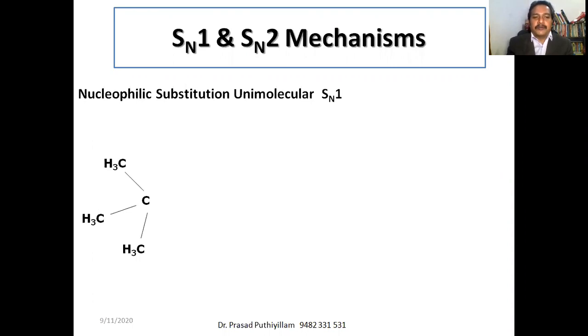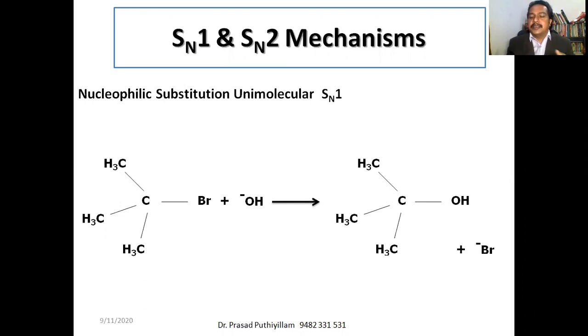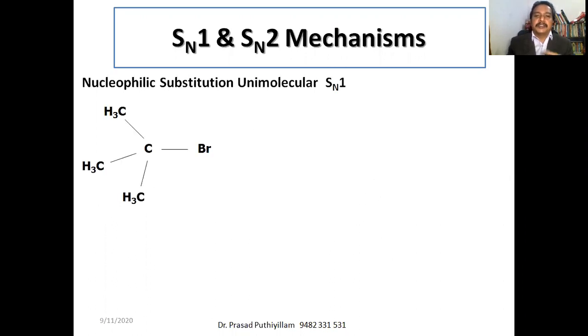I took the example of tertiary butyl bromide. It reacts with a hydroxyl ion. So a nucleophilic substitution reaction takes place, and the product formed will be the corresponding alcohol, and it releases the bromide ion, so plus Br minus. Now, the reaction mechanism.